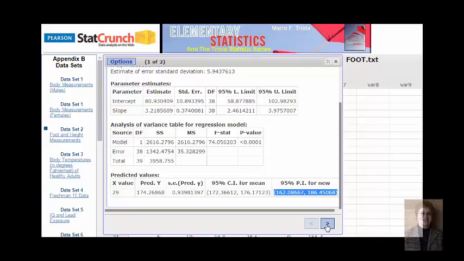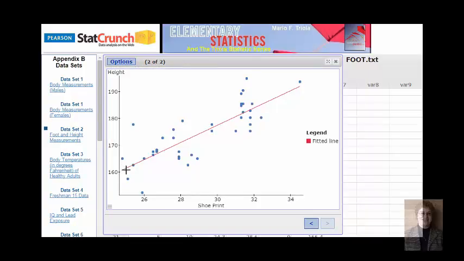We can also go to our graph. So here's our line of least squares regression. You can see about half of the points are above, half are below. So just to give you an idea of what that's going to look like.